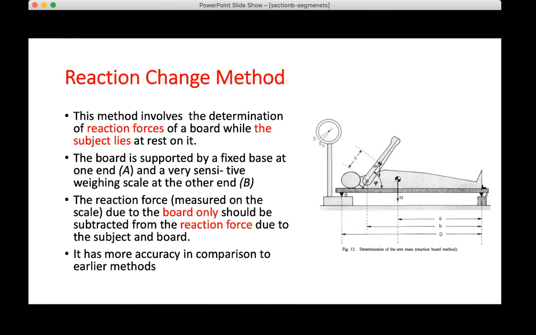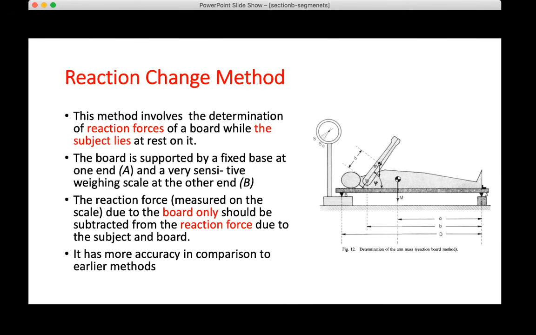So why was it better? It was better because it has more accuracy as compared to the early method, because here forces are involved, and for forces they are using force plates that are very accurate and very sensitive. So the results here were more accurate than the earlier methods. And you can also pinpoint, for example, if you want to find the reaction force of the arm. So what is the idea?